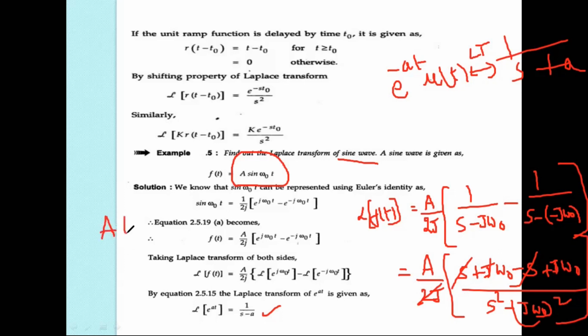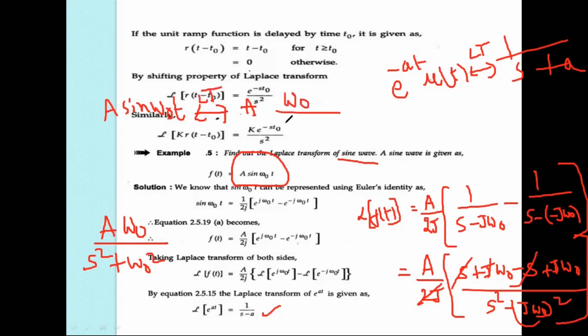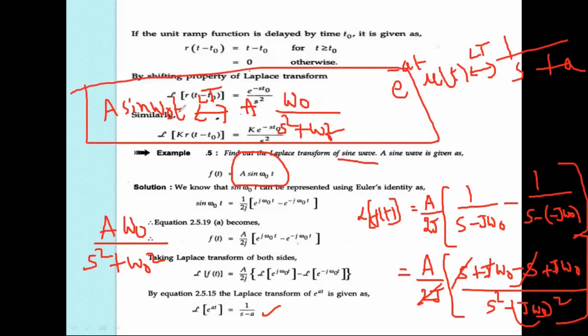So a into omega naught whole divided by, j square we know is minus, s square plus omega naught square. So a into sine omega naught t, the Laplace transformation is a into omega naught by s square plus omega naught square. Remember this one. A into sine omega naught t, the Laplace transformation is a into omega naught by s square plus omega naught square. Got it?